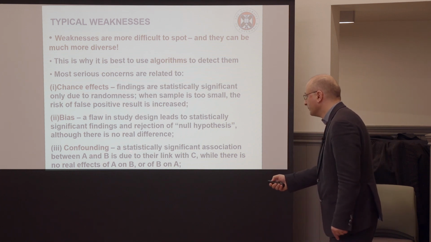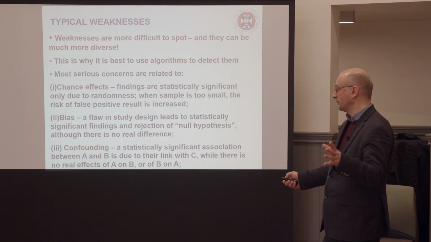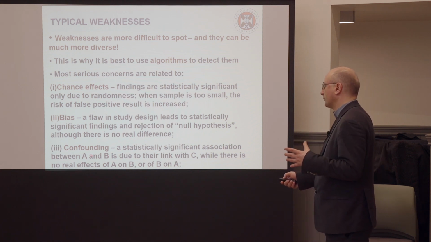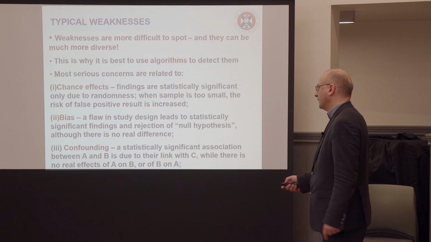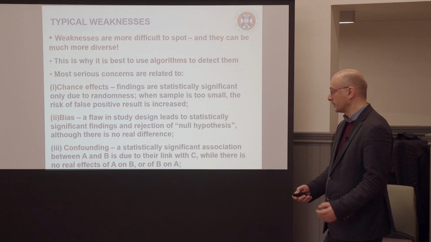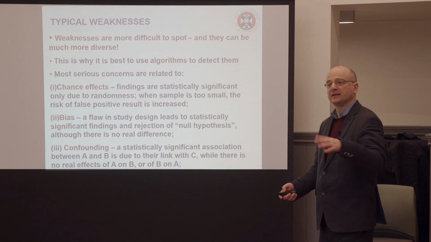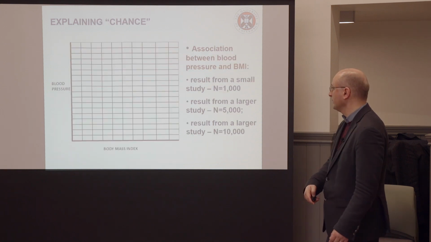And confounding is a statistically significant association between A and B, which is actually due to their link with a third variable, which we didn't use, and there are no real effects or correlation between A and B when this variable is absent, all right?